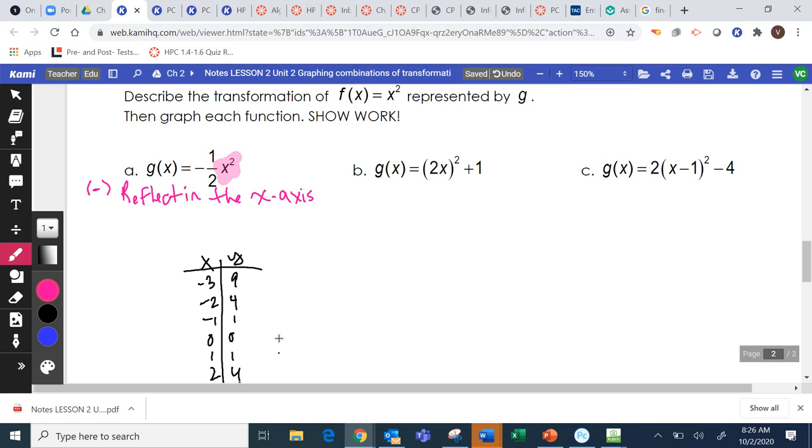And Nina, that means you get the half. What's the half do? It's vertical. So you're going to say vertical shrink, but you're going to say a little bit more. Oh, by factor. Thank you. By factor of 1/2.